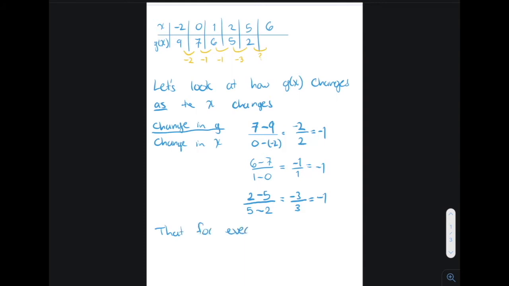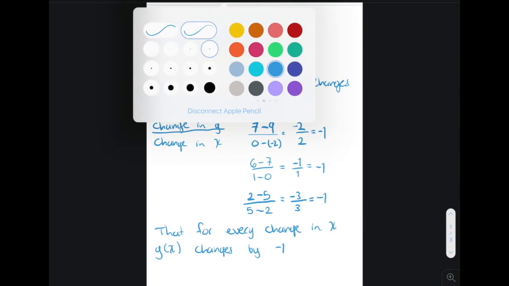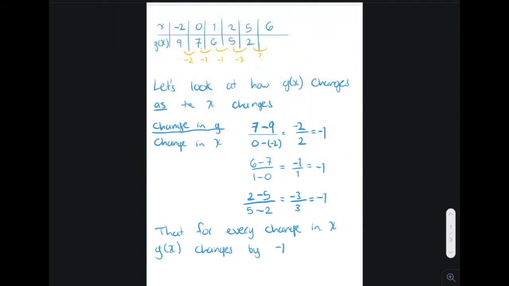This tells us that for every positive change of x, we'll see a change in g by negative 1. So for every increase of 1 in x, we'll see a decrease in g of x by 1. And sure enough, negative 2 to 0 is an increase in x by 2, and g decreases by 2 to 7. So if we follow that logic, 5 to 6 would be 2 to 1.